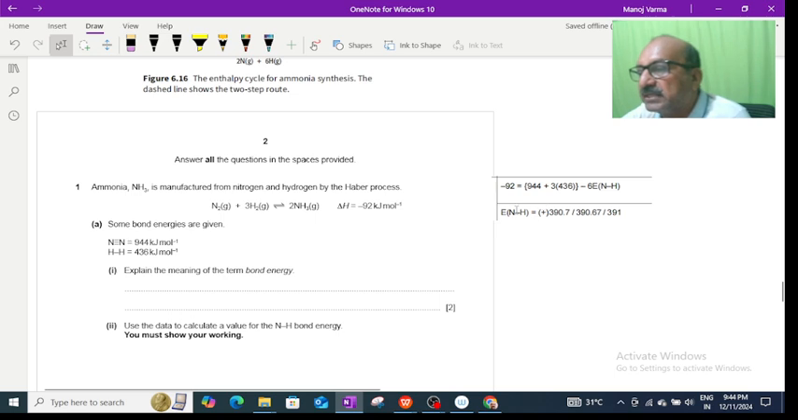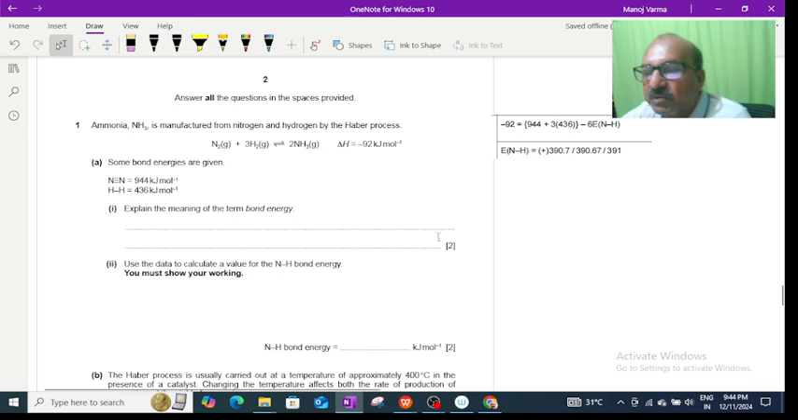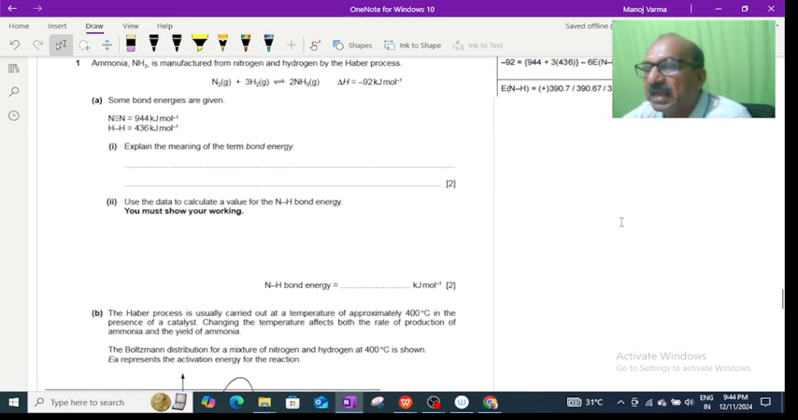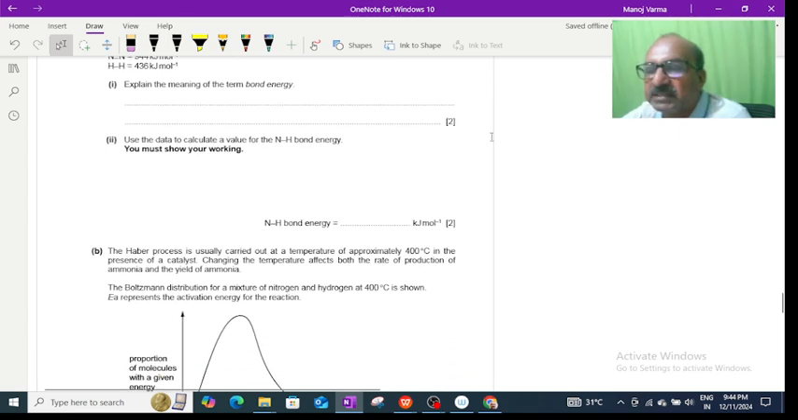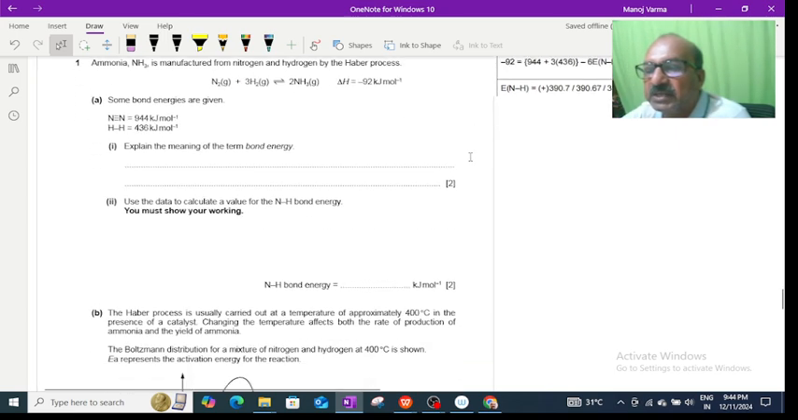The rest of it becomes easy, because this 6 N-H will be equal to this, and then you will just take care of this value. But it gives you the value for 6 of the bonds, right? You have to find out only one N-H bond. So you'll have to divide it by 6, and then you will get the bond energy for the N-H bond, right? So that's the way it is to be done, and I think you understood this.